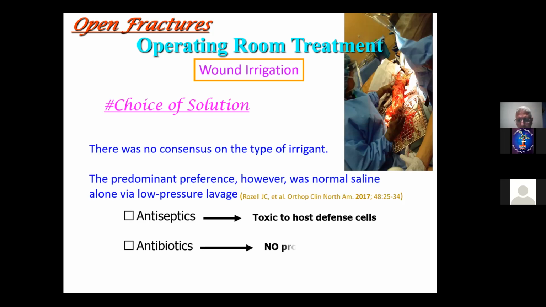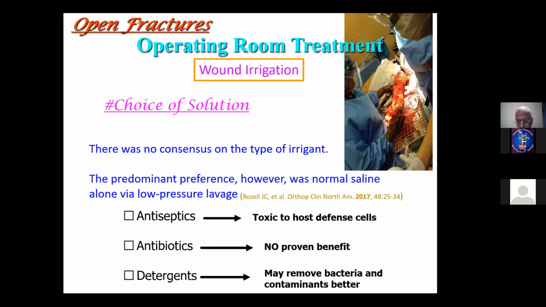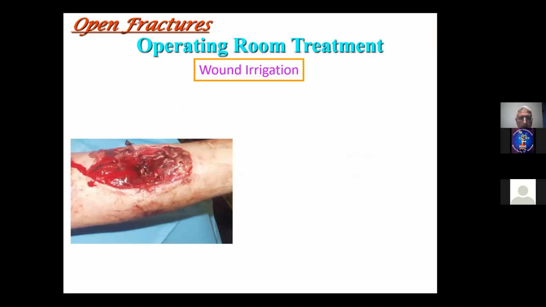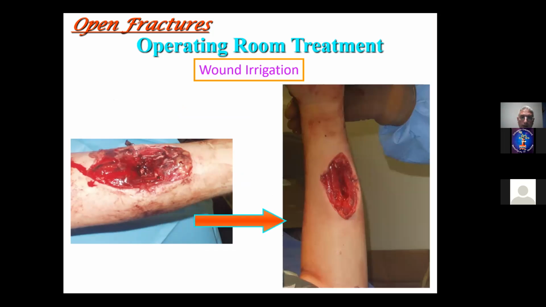Antiseptics were found to be toxic to the host defense cells, and the antibiotics, there is no proven benefit, and the detergents may spread bacteria and contaminants. However, the predominant preference, as we said, is saline or Ringer's lactate. So the wound irrigation mission is to convert this wound into this one. So you have to irrigate thoroughly.